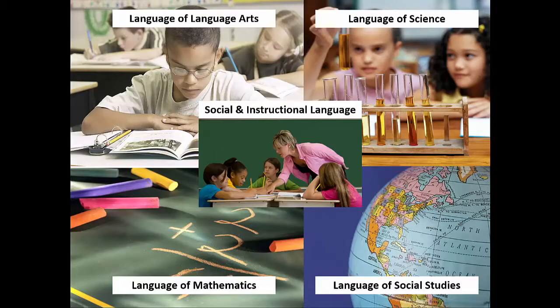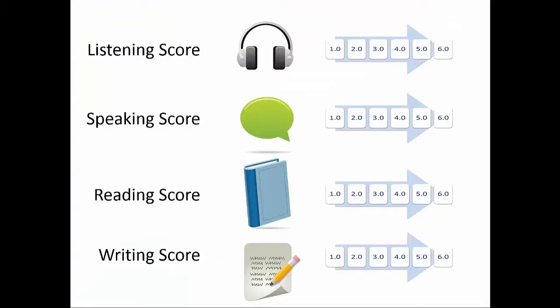Similar to WIDA Screener, Access for ELLs 2.0 was designed to measure what a child can do with social and instructional language, and what they can do with academic language in the areas of language arts, mathematics, science, and social studies. Scores from Access for ELLs 2.0 are also reported by the 4 language domains: listening, speaking, reading, and writing. Language domain scores on Access for ELLs range from 1.0 to 6.0.